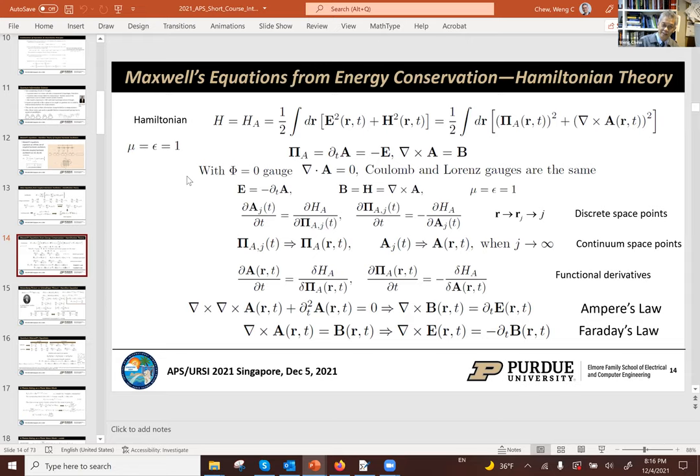Some people call this the radiation gauge. When you have divergence of A equal to zero, the field is transverse, and this happens to a wave in the far field. The field is transverse, and then you can set phi equal to zero, the radiation field, and so on. Very good question. Any other questions?